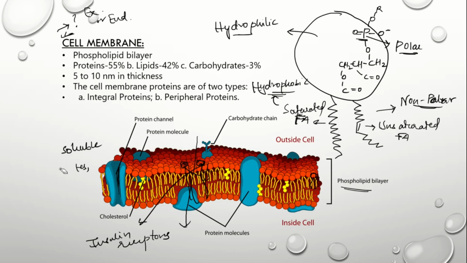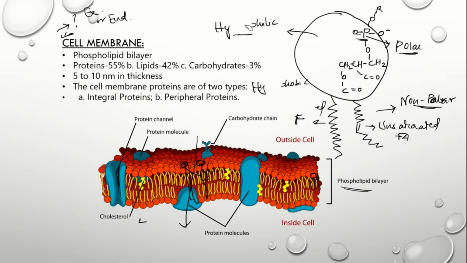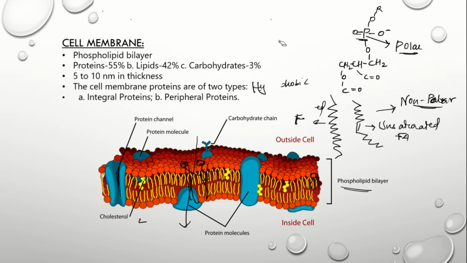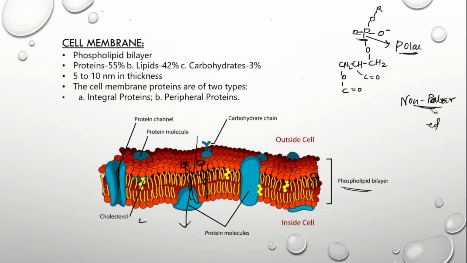The cell membrane is made up of the phospholipid bilayer, phospholipid molecules, and along with the phospholipid molecule you can see the composition of the cell membrane. Proteins are 55% present, lipids are 42% present, and carbohydrates are 3% present. So now, what are these carbohydrates? Because so far we have studied the proteins and lipids.